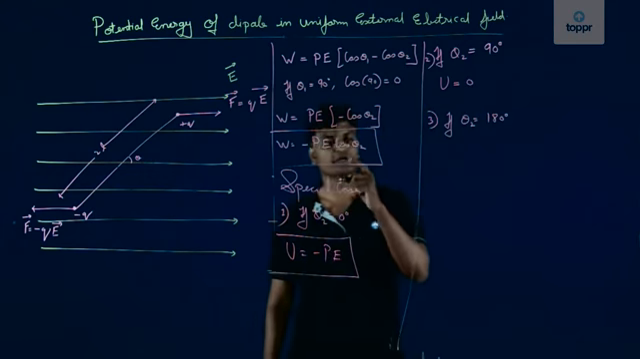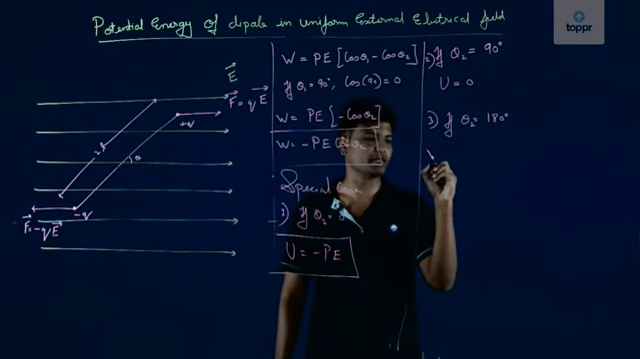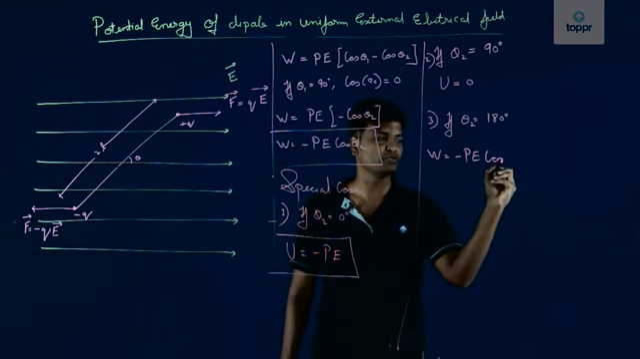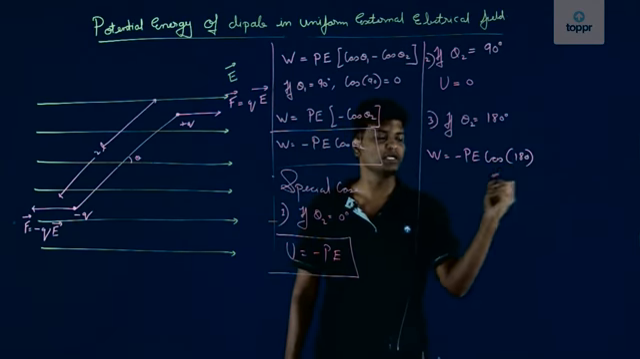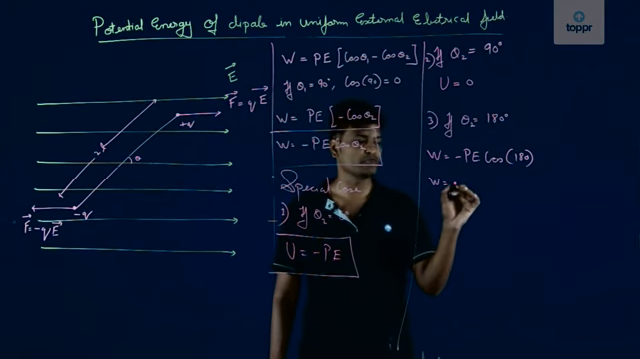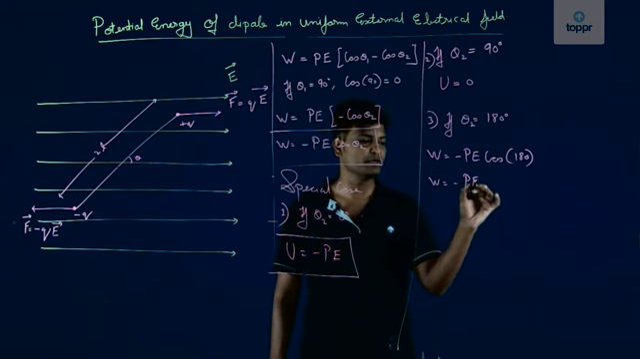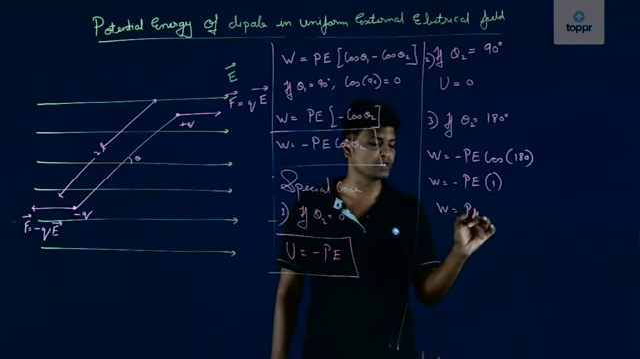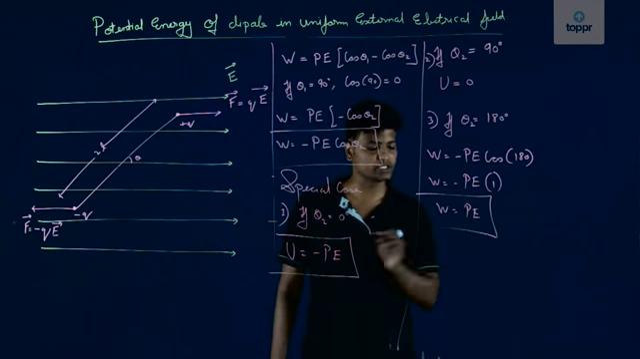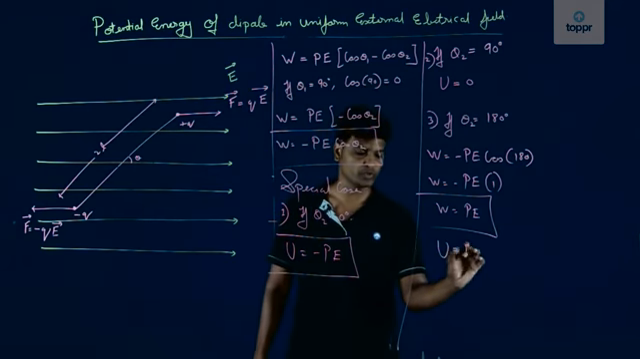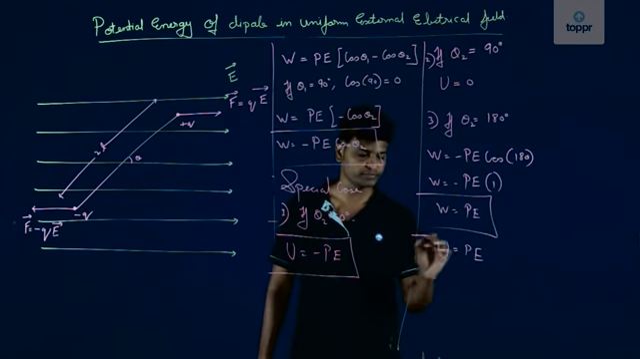So substituting in this equation, what do we get? W is equal to minus P into E cos 180. What is cos 180? It is minus 1. So we have minus of P into E into minus 1. So W is equal to P into E. Since the work done is maximum, the potential energy U is also maximum, P into E.